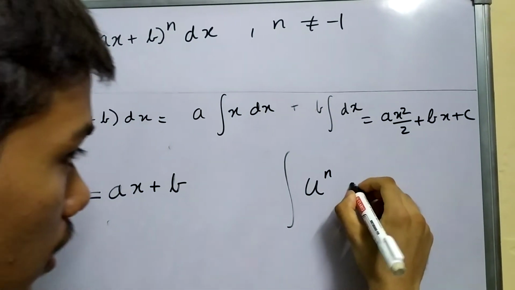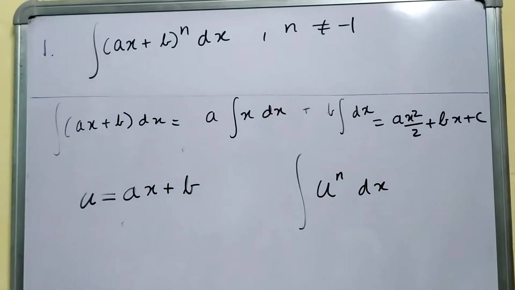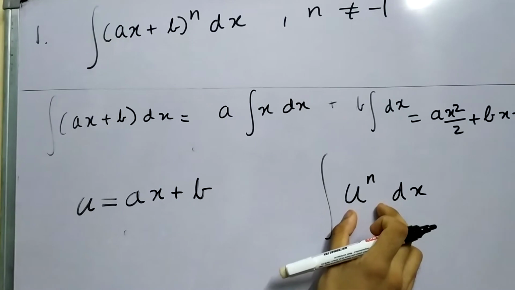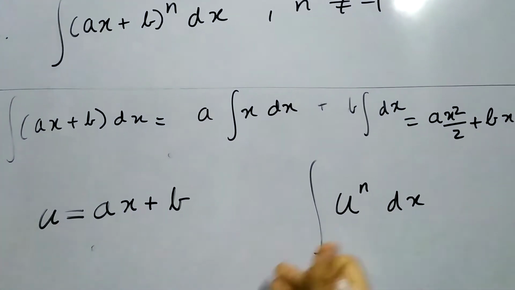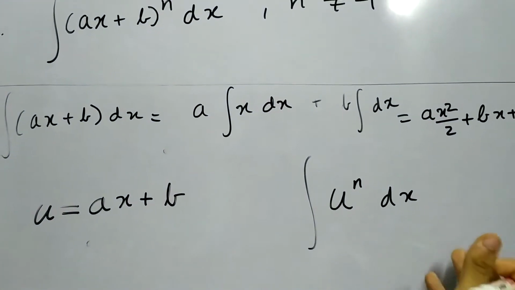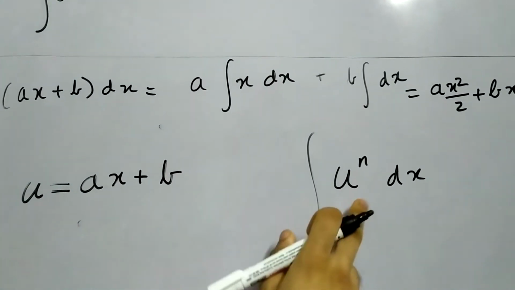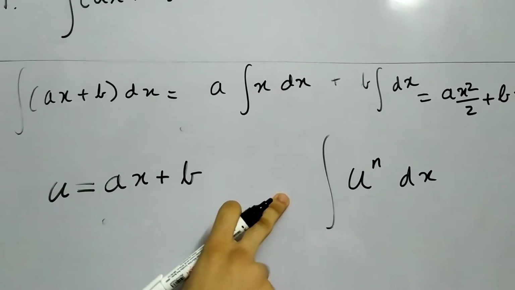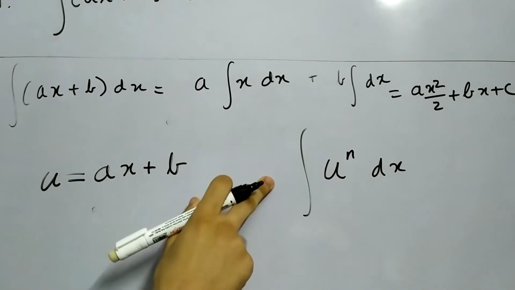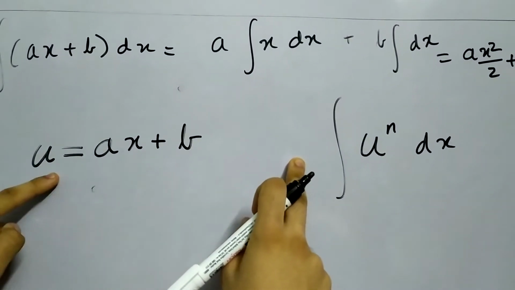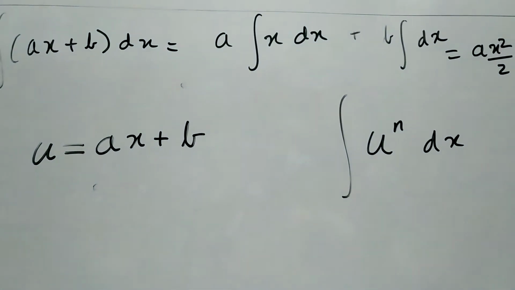So the advantage is you don't need to expand this, you just need to integrate u to the power of n, but you still have dx, so this doesn't really mean anything. And you cannot pull u to the power of n out of the integral sign, because if you want to pull anything out of the integration, it must be a constant, and u is clearly not a constant. Now how do we proceed?